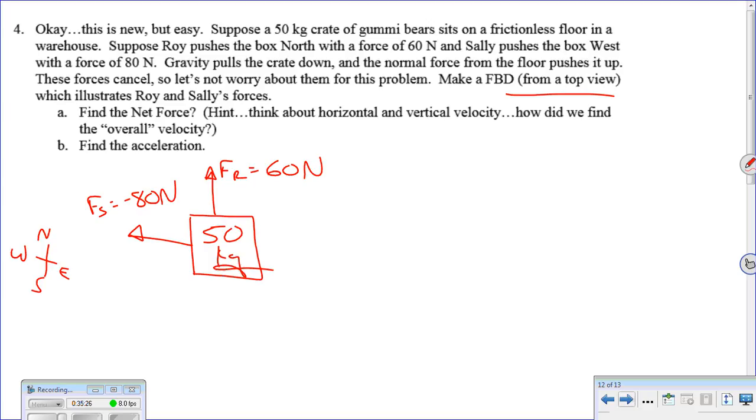This is important. Will, yes? You've never seen this before, so. To find this net force, you can't just do 60 plus negative 80. Because they're not linear. Like, they're not on the same line. So how do you think we're going to deal with it? Say it again. Oh, I gotcha. No, we don't need to worry about the 50 or gravity because it cancels out with the normal force.